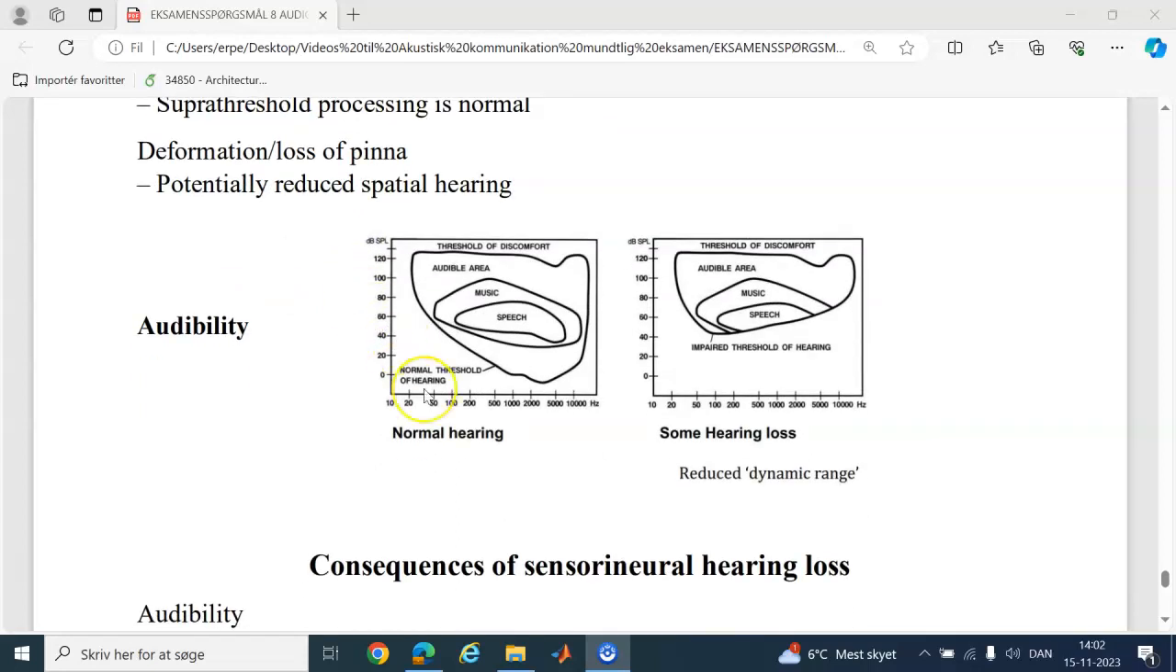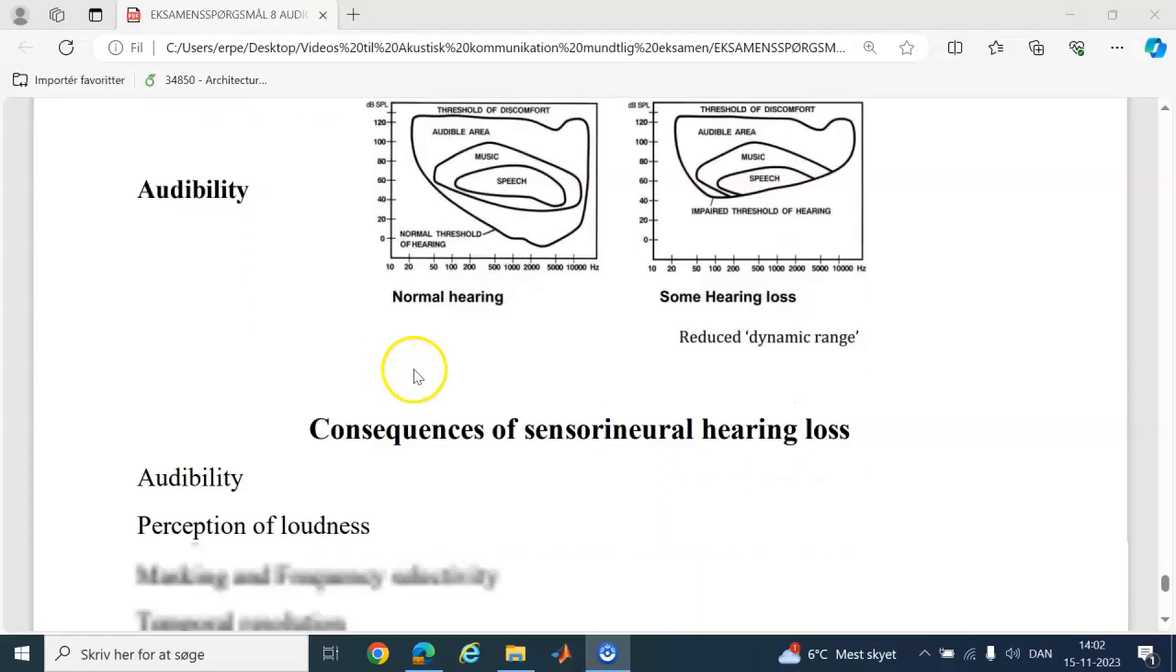We have a normal threshold of hearing, and we have a speech area, upper than this are music and the audible area, and then the threshold of discomfort. And then we have some hearing loss, a reduced dynamic range. That means that the impaired threshold of hearing is bigger than the normal threshold of hearing.